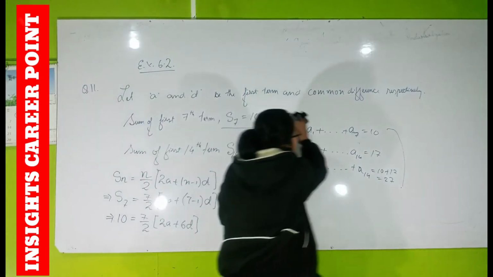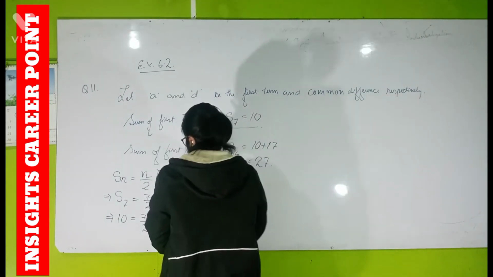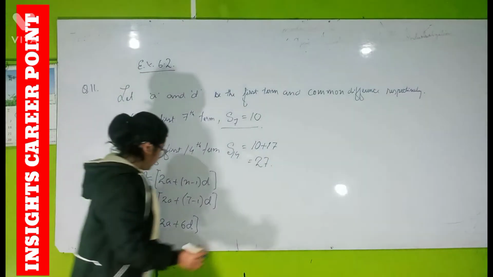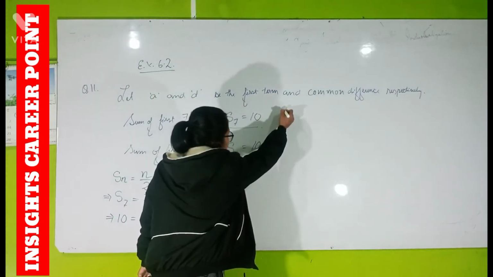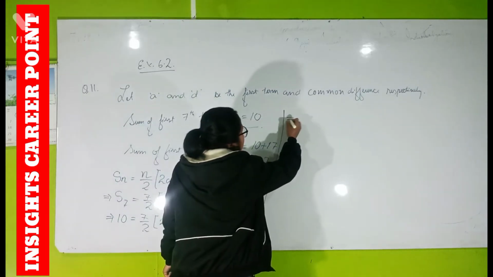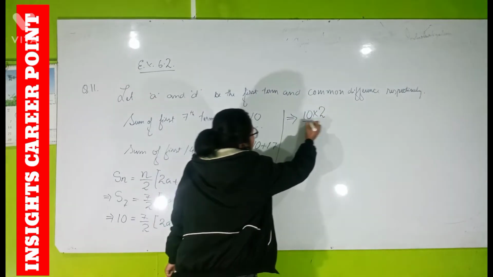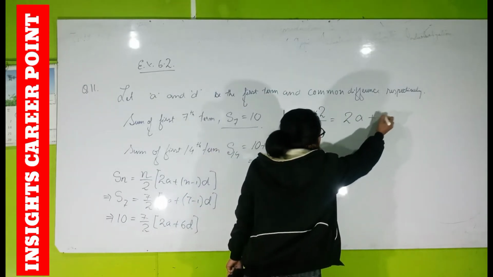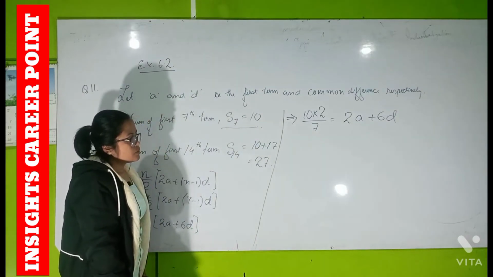Okay, let's come on this side. Let's remove this one and then solve this. This implies that 10 into 2 by 7 equals twice A plus 6D. You see this one?